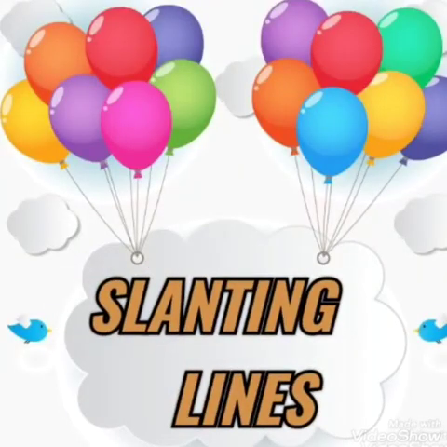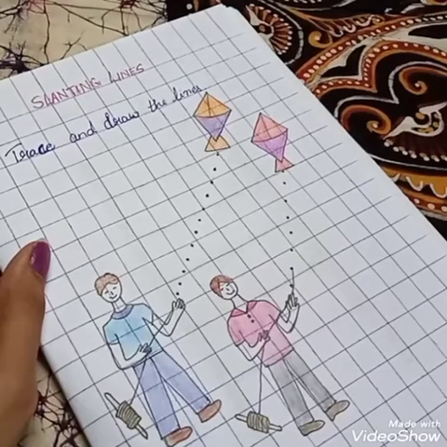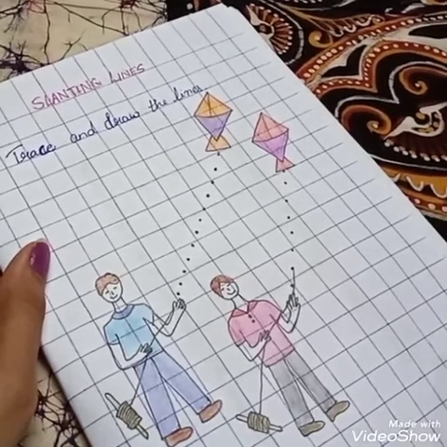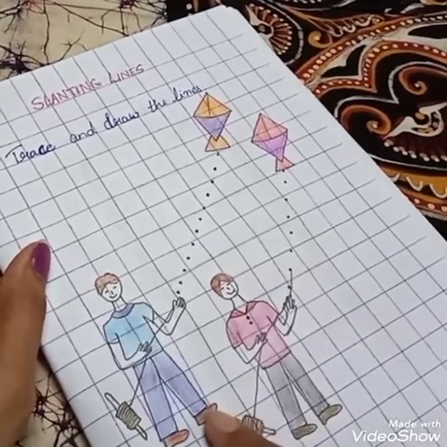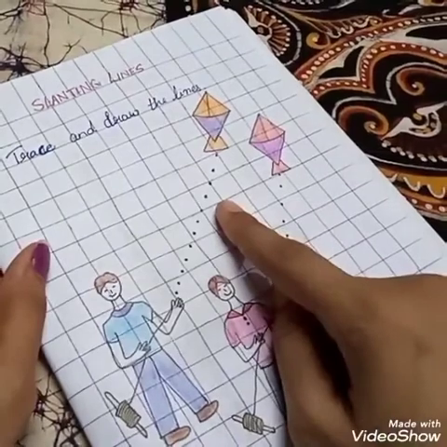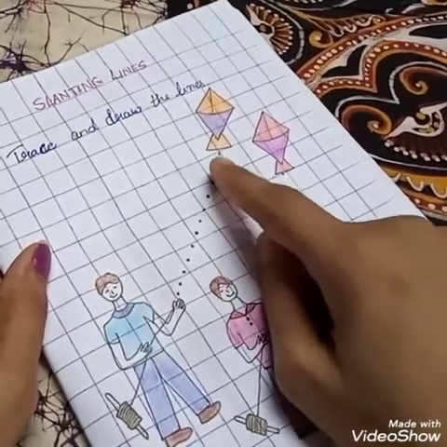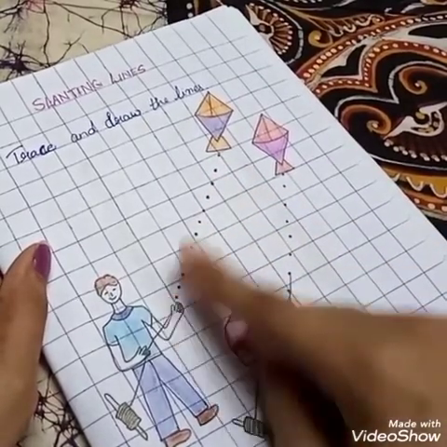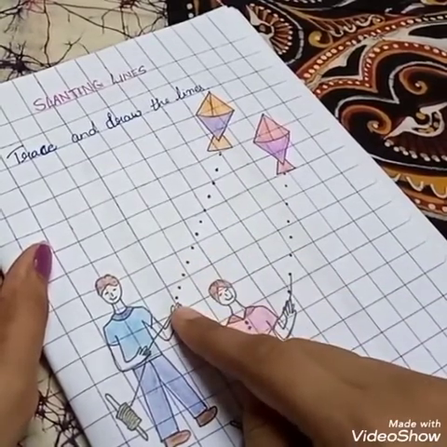Slanting lines. The design of bamboo on a basket represents the pattern of slanting lines. Children, now we will learn slanting lines. Children, can you see that the boys are flying kites? The kite is flying slantingly. So we say it slanting lines.